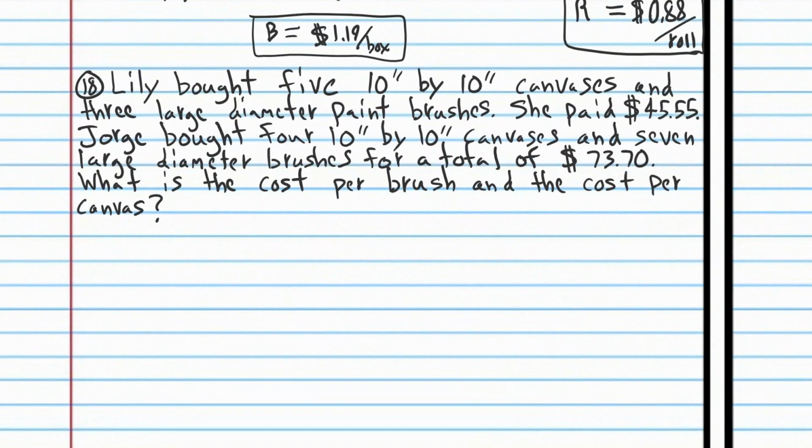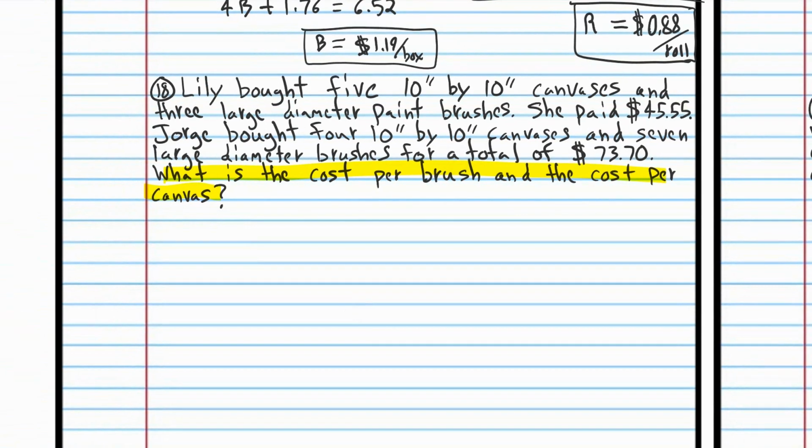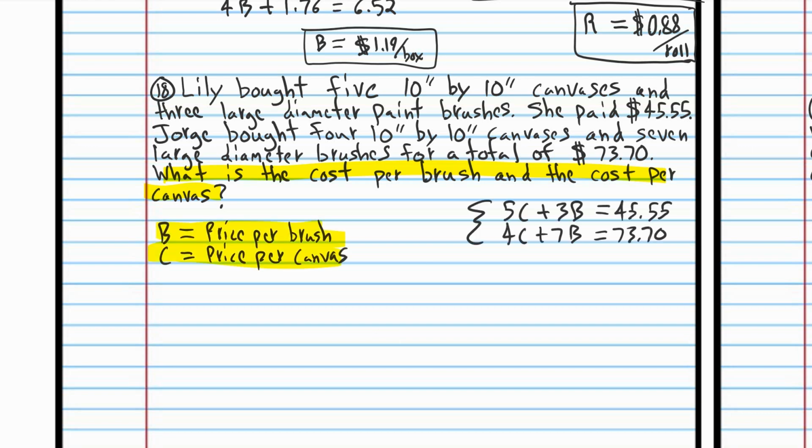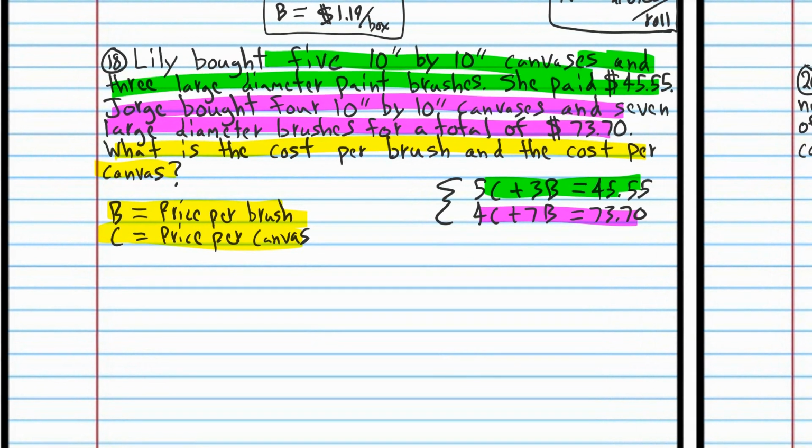All right, we're back. So what are we looking for? What is the cost per brush and the cost per canvas? So B is the price per brush, and C will be the price or cost per canvas. So those are our two equations. And in this case, we have to multiply both equations by something, so this is going to be a little bit more difficult than problem 17.